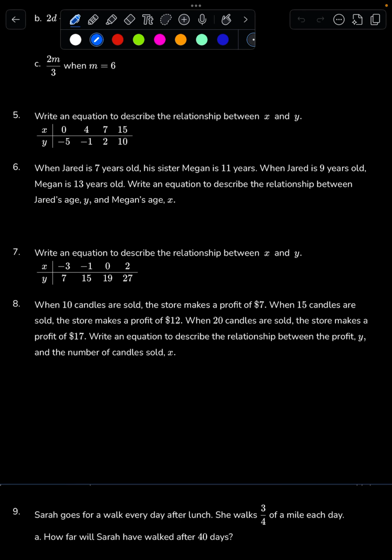All right, now we're going to take a look at a couple problems that have to do with describing the relationship between two variables. In this case, it'll be x and y. So let's take a look at number 6 from the homework problems.